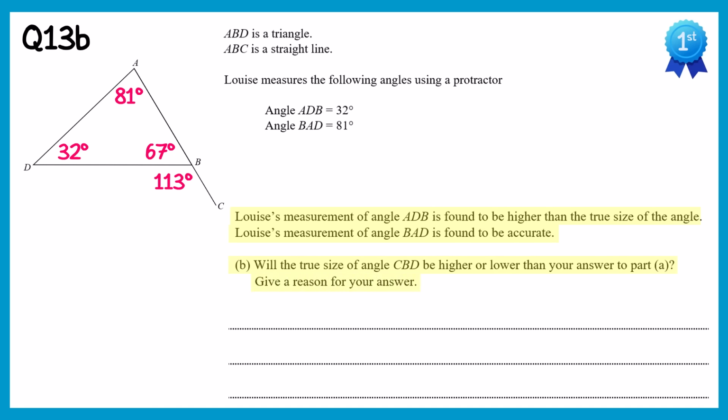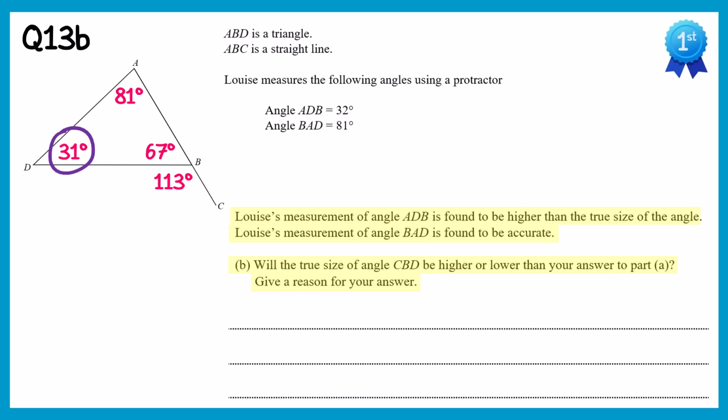So we're told that Louise has measured angle ADB higher than the true size of the angle. The angle we're talking about is this one here. So if Louise has measured it higher, then the true size is actually slightly lower. So let's imagine, for example, it was 31. What would that do to our answer to the previous part?